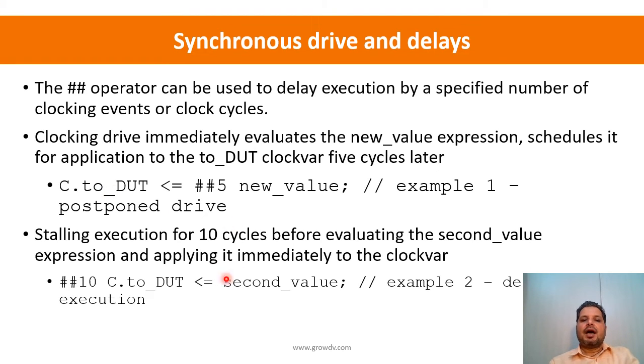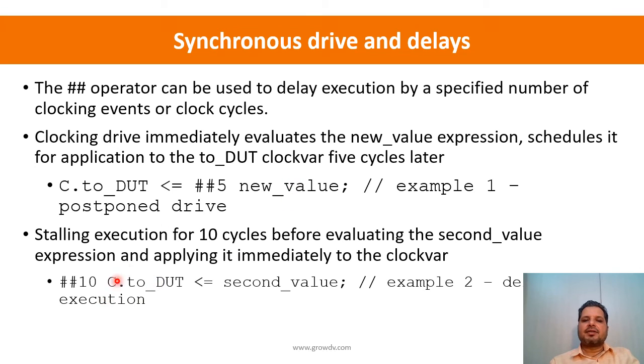That's what will happen. But if I do it this way, that is, if I put the delay before the assignment, that is ##10 c.toDUT = some value, then the whole statement itself gets executed after 10 clocking events, and after 10 clocking events, whatever the value of the second value is will be sampled and assigned to this c.toDUT clocking variable, and the output from this clocking variable to the actual signal assignment will take place after your output skew. So that is what will happen.